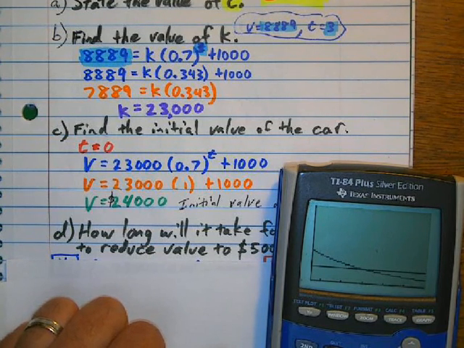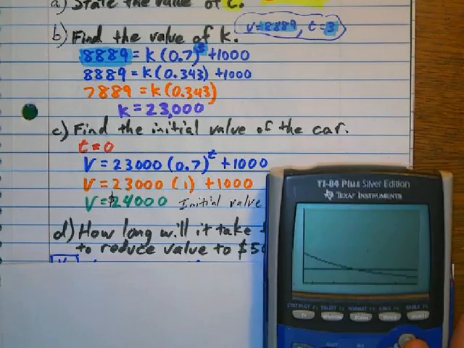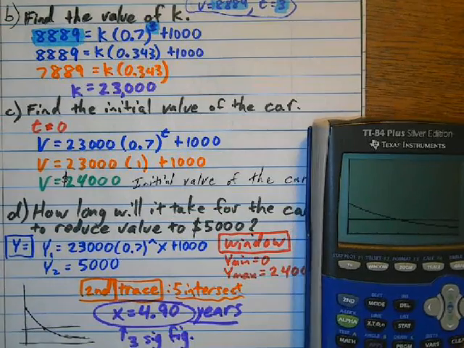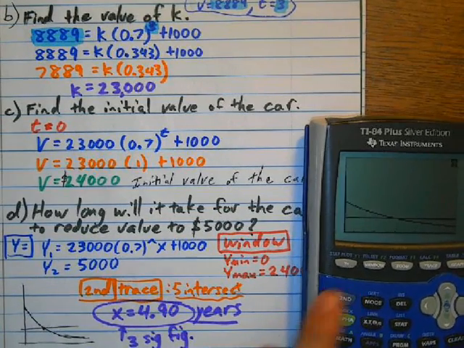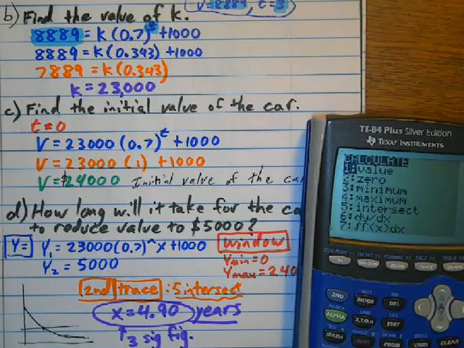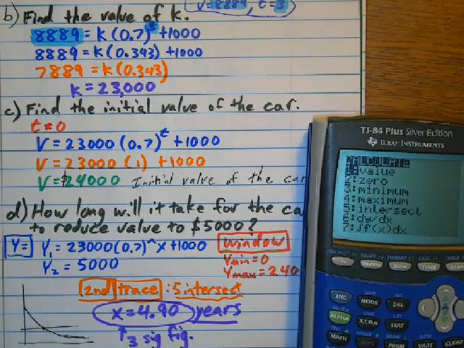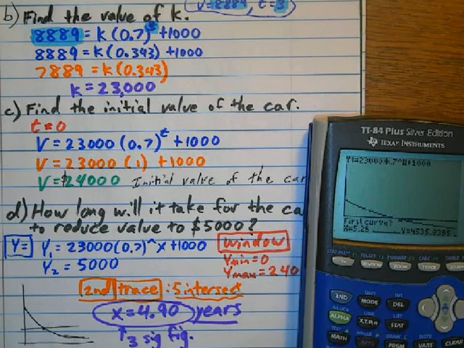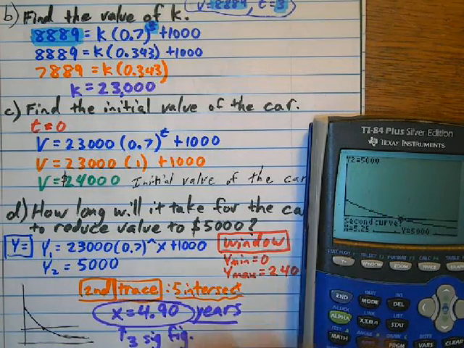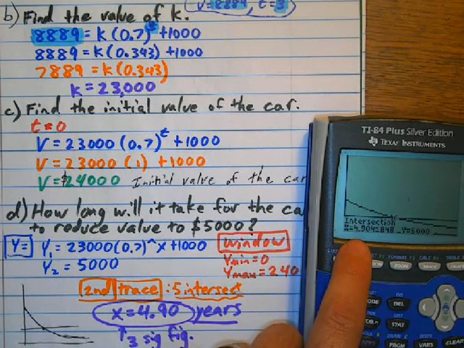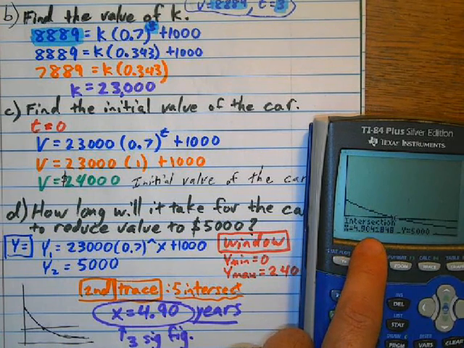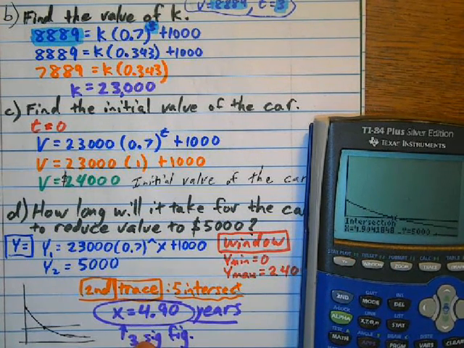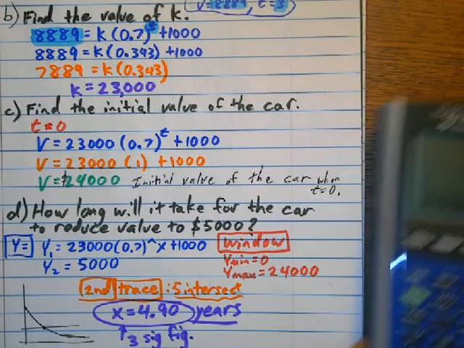So in order to figure out where the intersection is, I'm going to type in second trace, and then to figure out the intersection, I'm going to hit 5, and then it says first curve, and it's got the equation. I hit enter. Then it says second curve, it's got 5,000. I hit enter. Now it says guess. I just hit enter, and now it's going to tell me that my intersection is 4.9041 and so on. So to write it in 3 significant figures, here it is, and that is your notes.